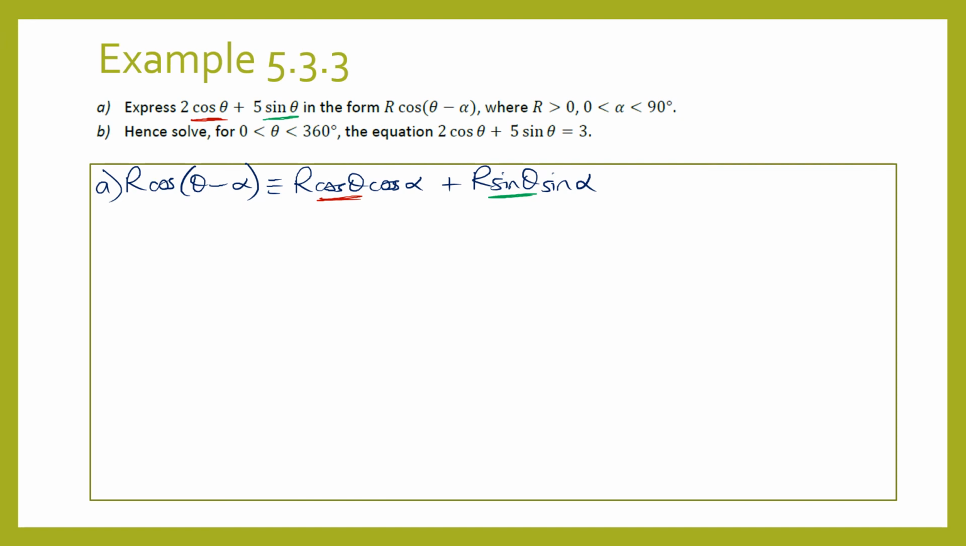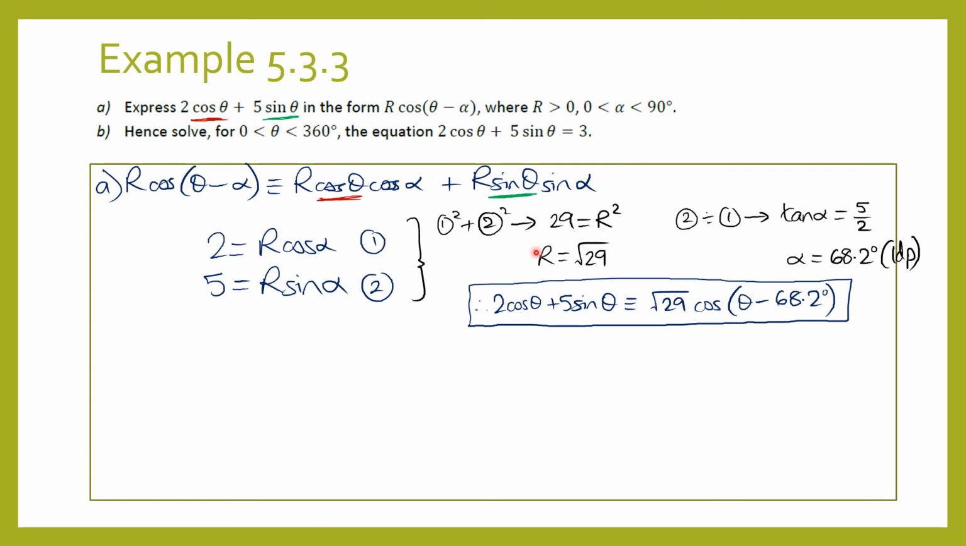Step 1, expand. Note we'll have a plus in the middle here. R cos theta minus alpha has a plus in the middle, and we've got an r with both terms as well. Here are the 2 equations: 2 equals r cos alpha and 5 equals r sine alpha. Now go ahead and find r and alpha.